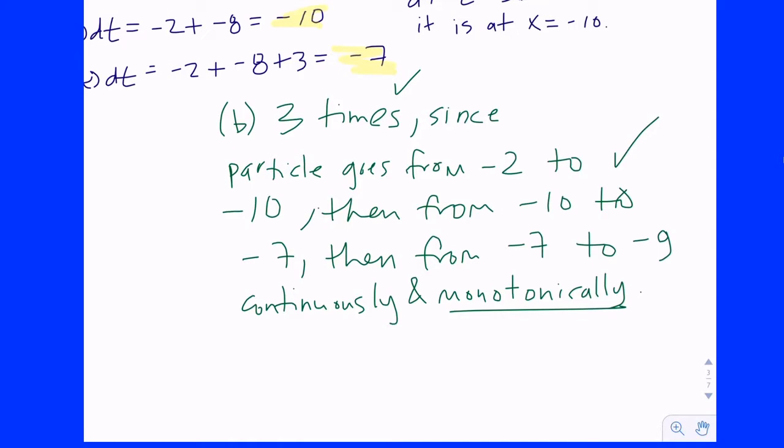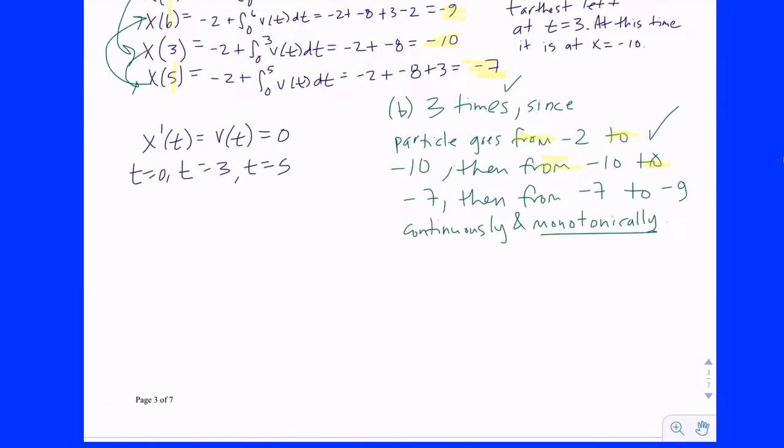So the words that they were looking for were the words from and to. Some students just said because it was at negative 2 at t equals 0 and at negative 10 at t equals 3. That didn't cut it that year. They didn't just say where it was and then where it was. You had to talk about movement. That was the essence there. From, to. So this is a little bit shorter argument than using the IVT, but then you had to say the word monotonically, and a lot of students left that off. So kind of tricky. It's a very intuitive idea, right? It's moving from left to right to left to right, 1, 2, 3. Okay, good. But then how do you capture that argument in an airtight sentence?